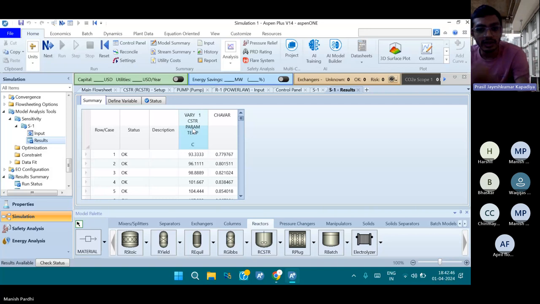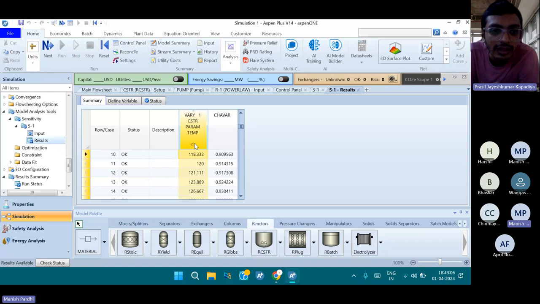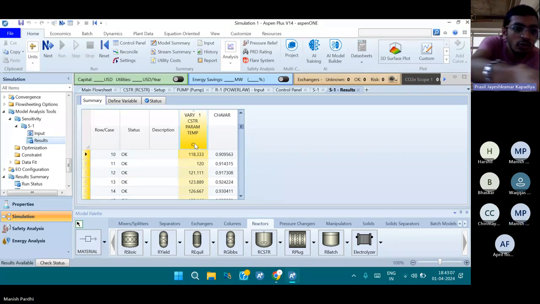So what is happening? Let's see. With increasing temperature, go below. So with increasing temperature, we are increasing the... Yeah, go below. What is the maximum concentration? It is in degrees Celsius. How to change the screen?